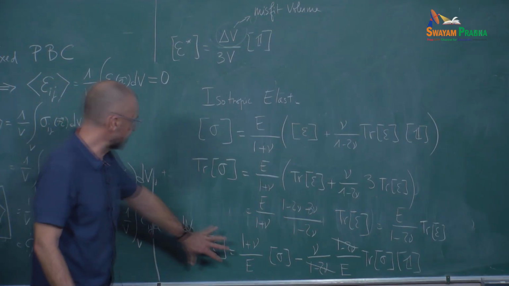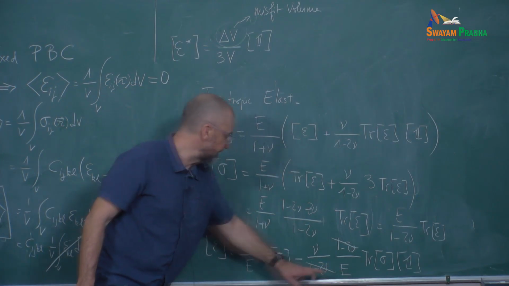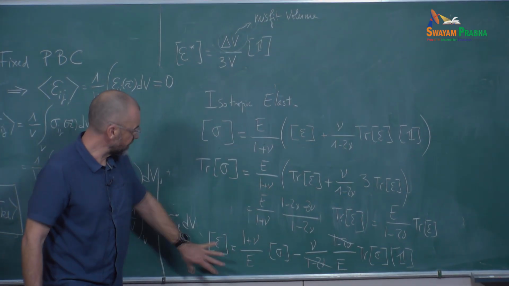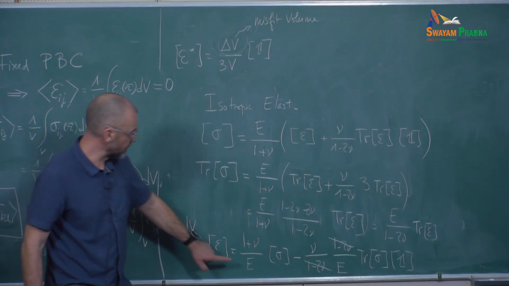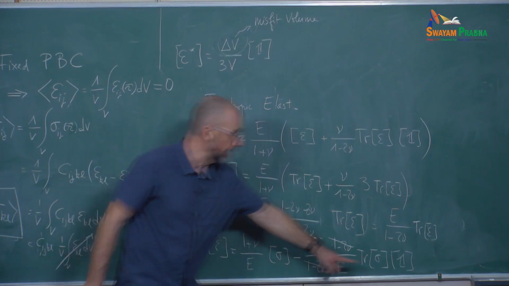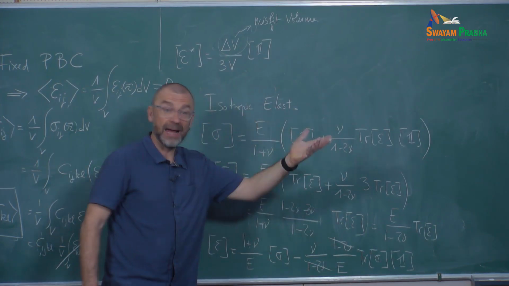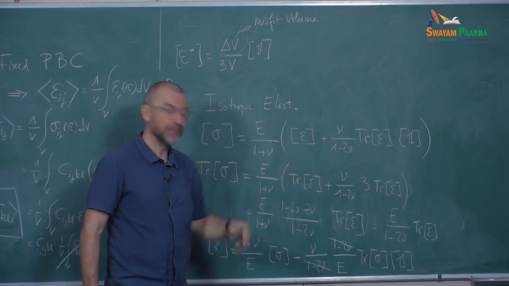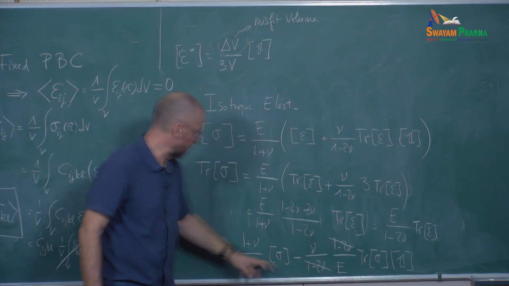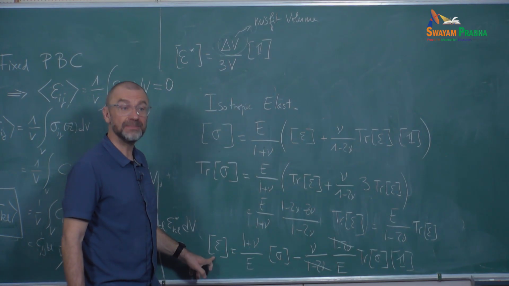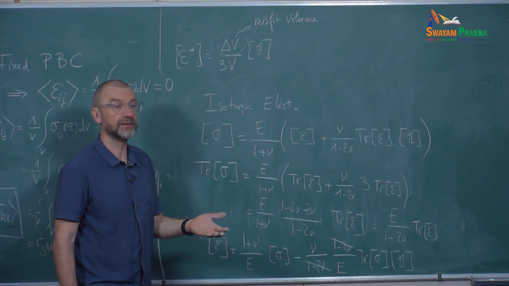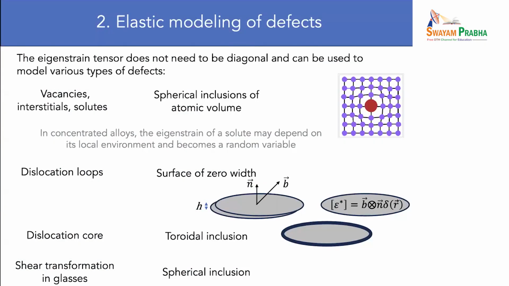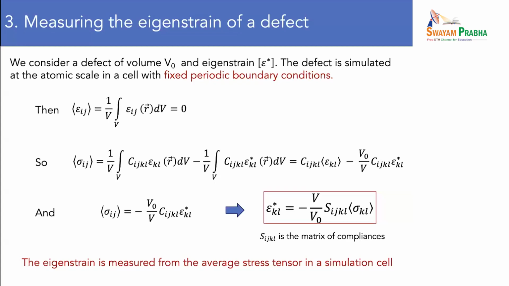And you see here, I could take E out, but it's the same shape. You see that I have epsilon, which is a function of sigma and trace of sigma. So from LAMMPS, I know the sigma matrix. I take its trace, and then I get the epsilon star of my defect. We're not going to do the calculation. I mean, we could do the calculation. It's just the same as what we've done.